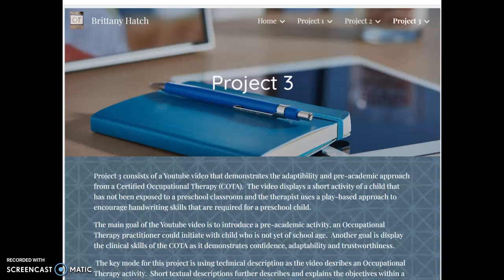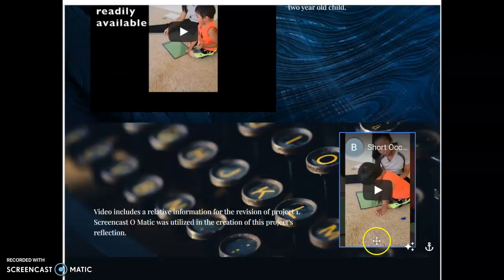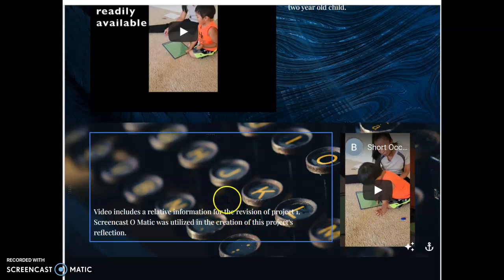So aside from embedding into Google Sites was YouTube links, and also making sure that titles were created for the YouTube videos. Screencast-O-Matic was also utilized here within the reflection of Project 3. So being familiar with uploading to YouTube was required.